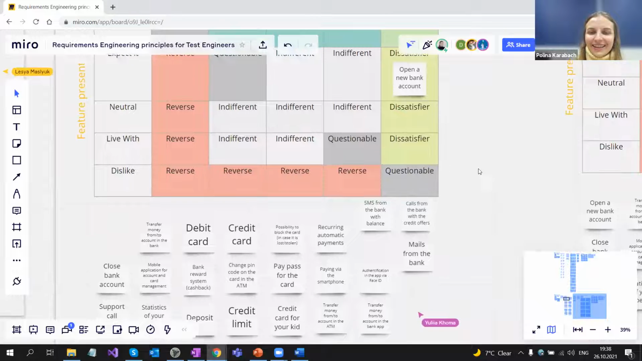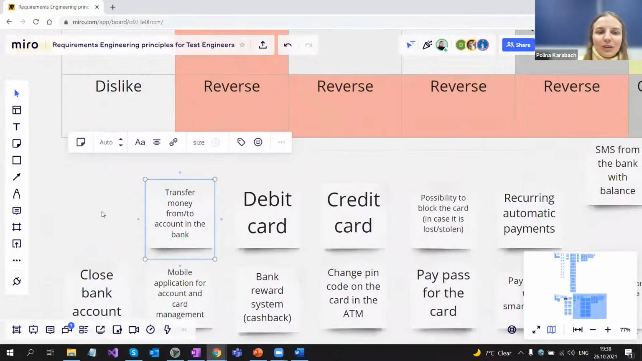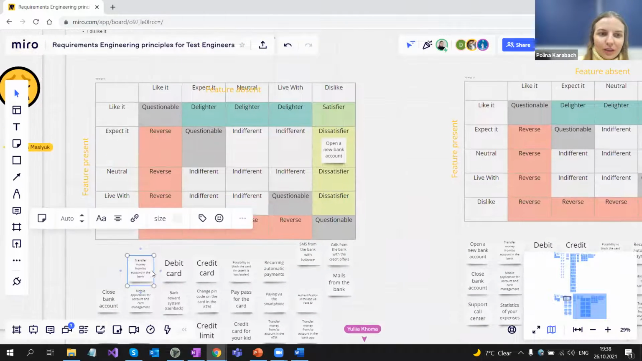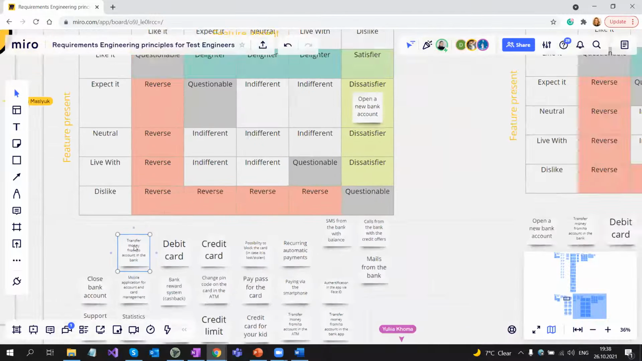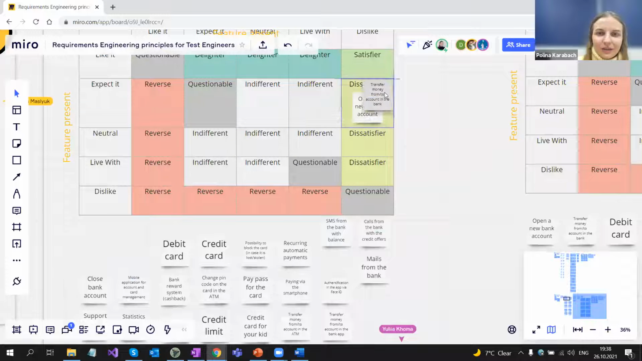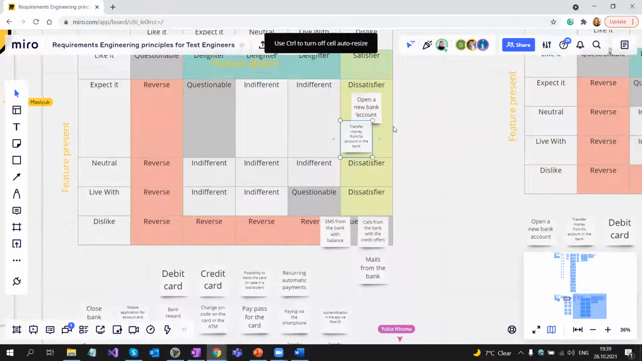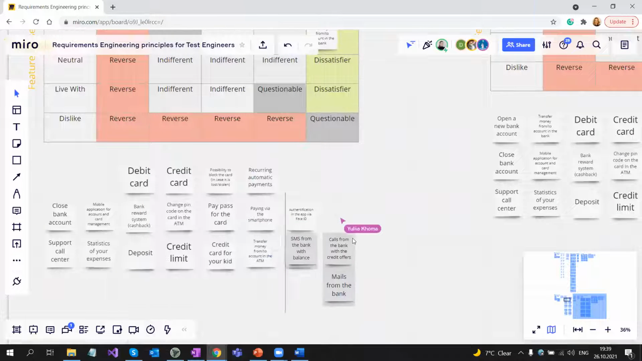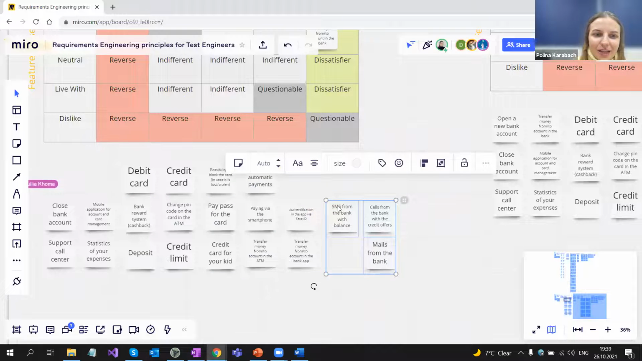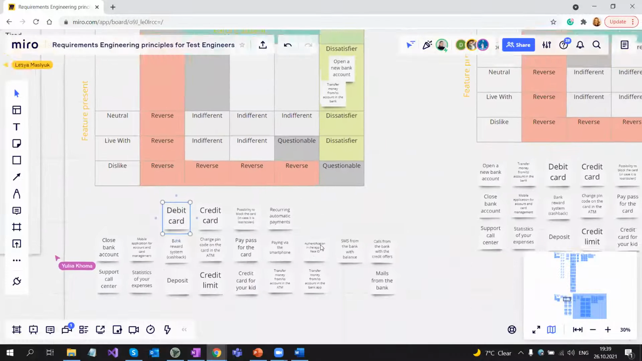Perfect. Then let's talk about transferring money from account to account in a bank. Would you like it if the feature was present? It also seems to be a very basic feature for any bank application, so I would rather expect that. And you would be dissatisfied and really dislike the application if this feature would be absent. Yep. Okay.